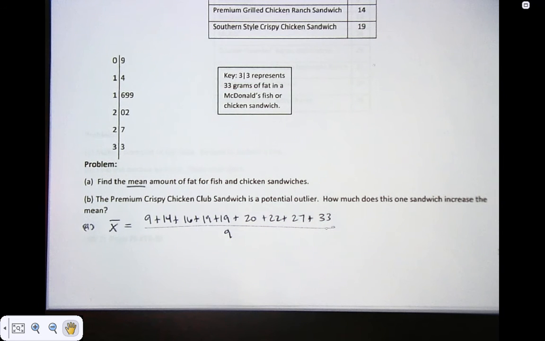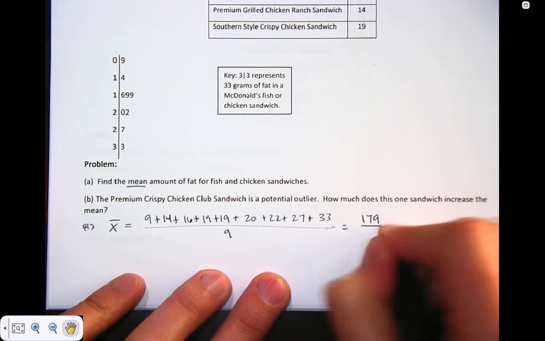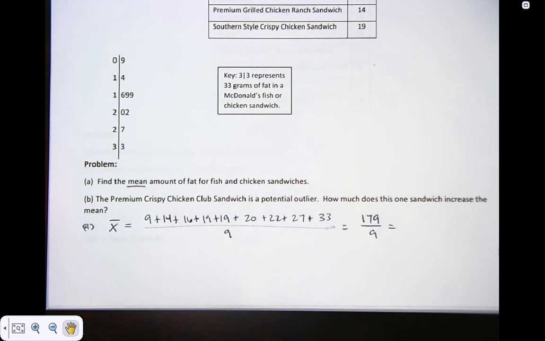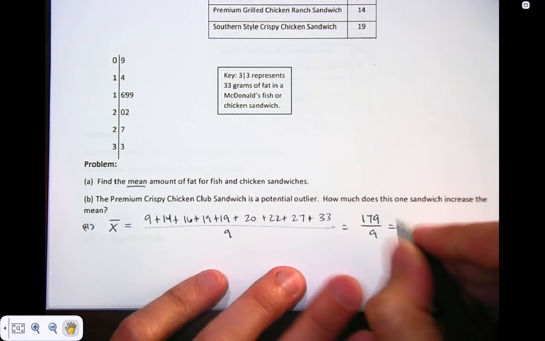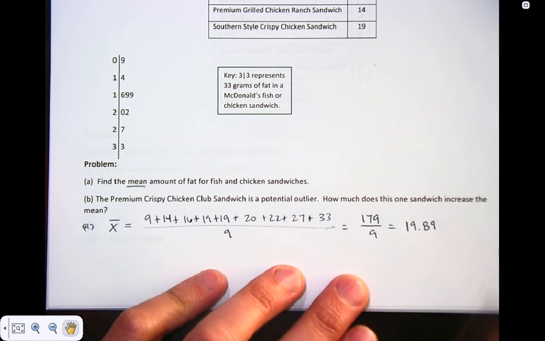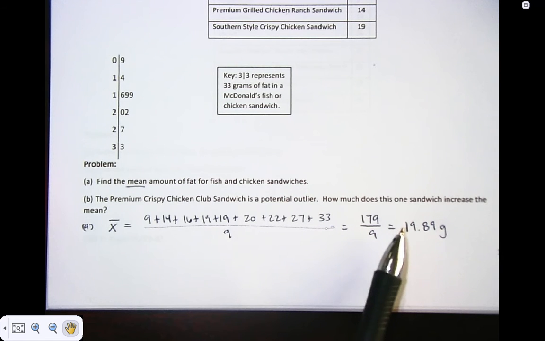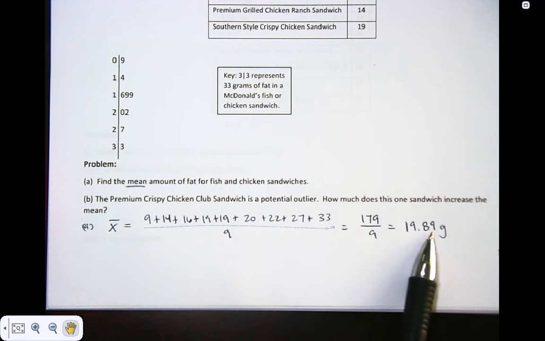And I just did it quickly on my phone. I got a total of 179 divided by 9, which gives us a mean of 19 point. We talked about decimals. Feel free to just round to 1 or 2 decimal places. And then we would associate it with grams because that's what this represents. Okay, so the average fat content in these 9 McDonald's fish or chicken sandwiches is 19.89 grams.